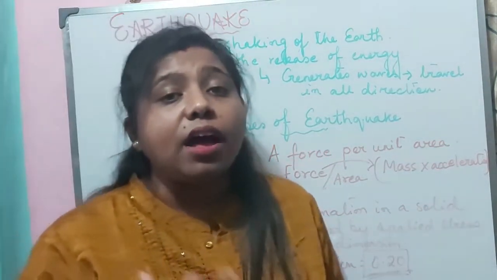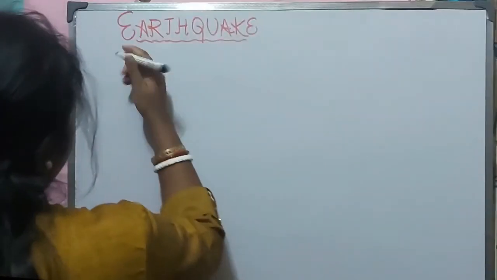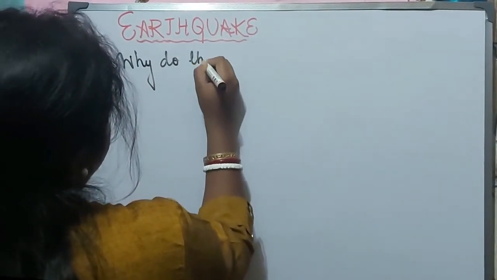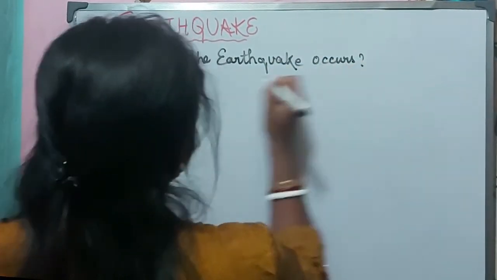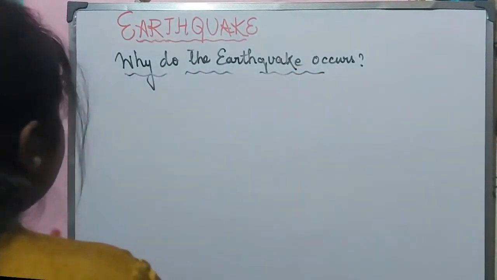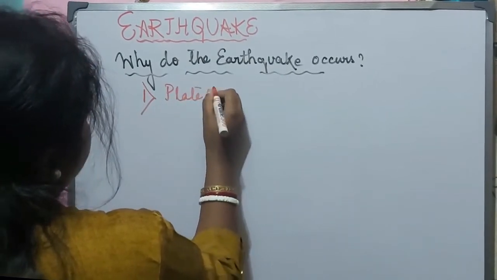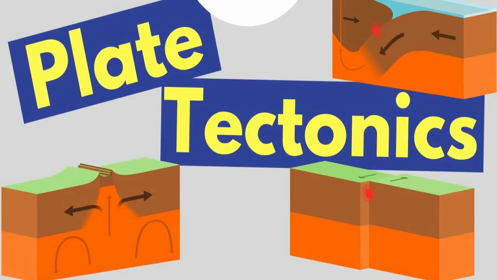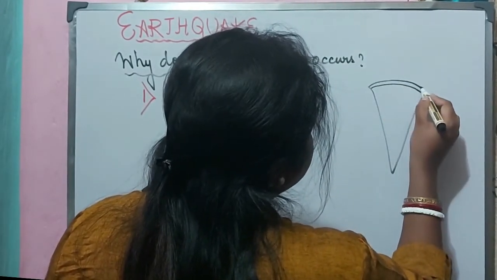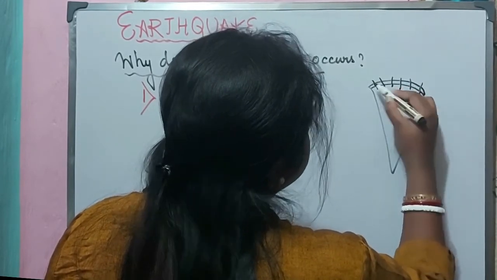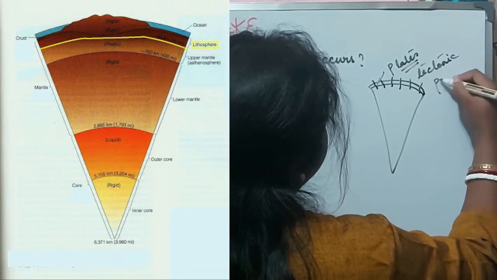Now let us see what are the other causes of earthquake and what leads to the shaking of the earthquake. Now let us know the causes of earthquake, or we can say, why does the earthquake occur? The earthquake occurs due to many other causes. The plate tectonics. Now, the Earth's crust is divided into certain plates, which we call the tectonic plates.